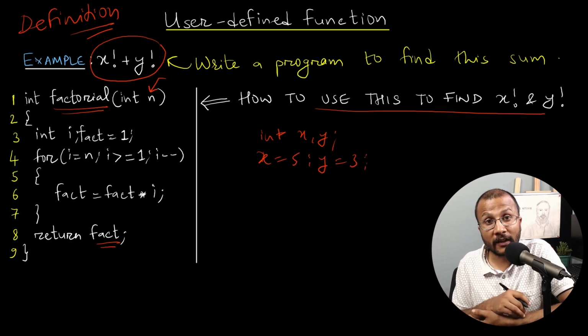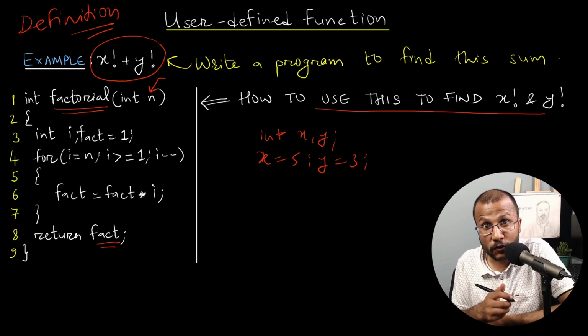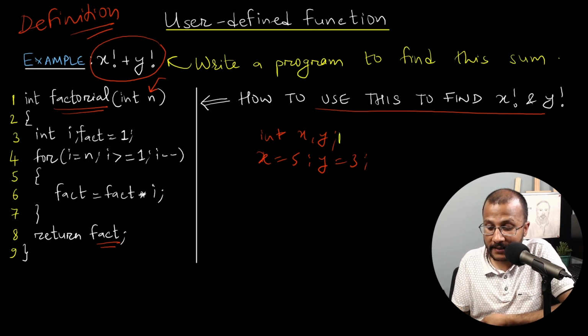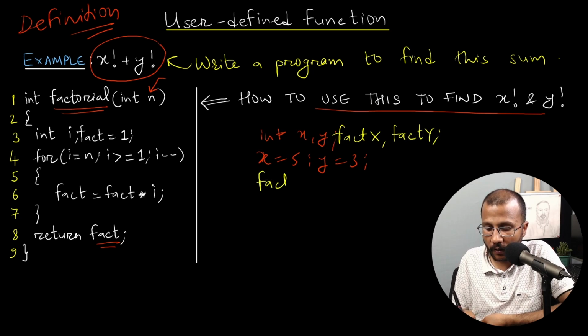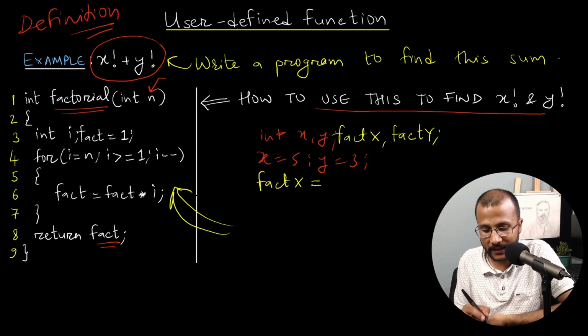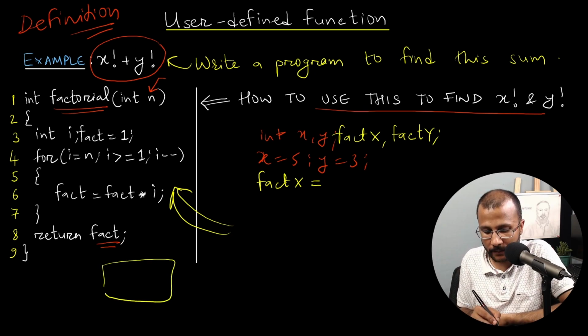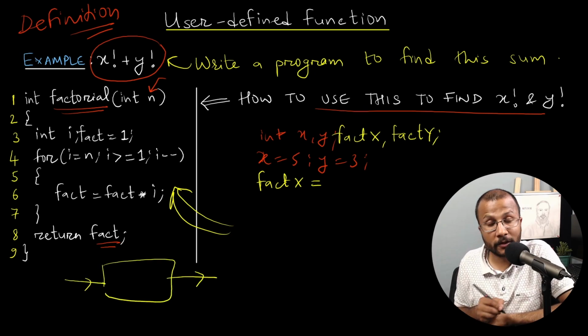So now how do I find 5 factorial? Let us store the factorial of x in the variable fact of x, and let me have one more variable to store the factorial of y, fact of y. So how do I find the factorial of x? I'm trying to use this function as a black box. It's very simple. This function will take one input and give you back the output. If it takes n as the input, it will give you n factorial as the output.